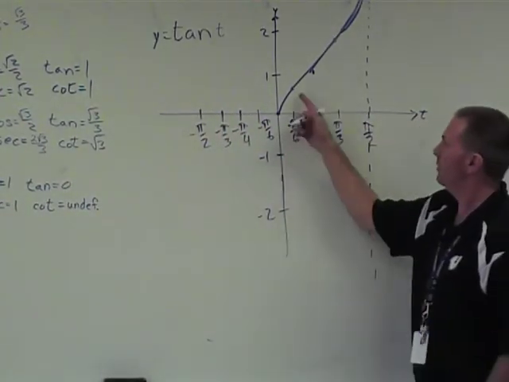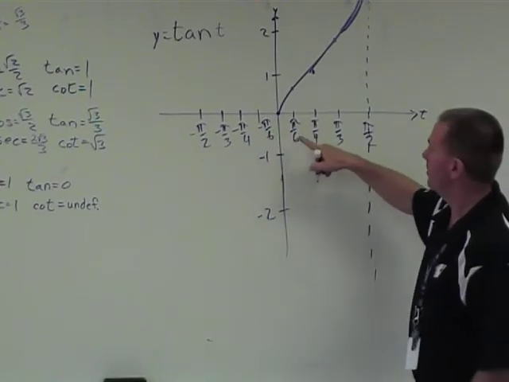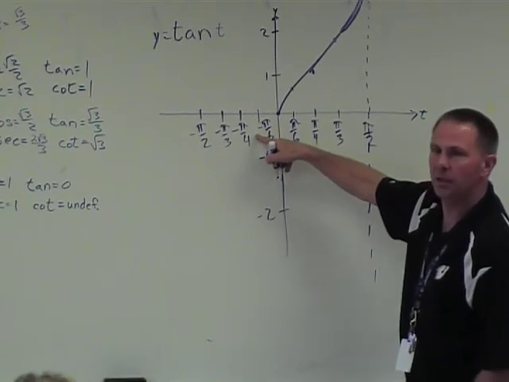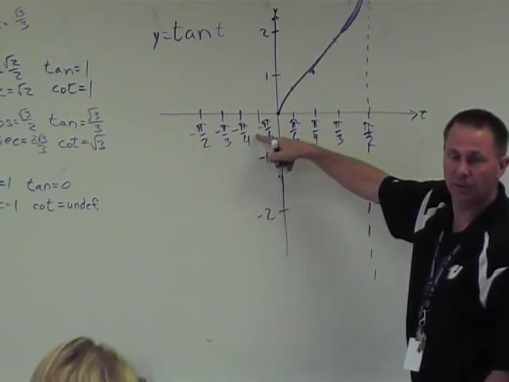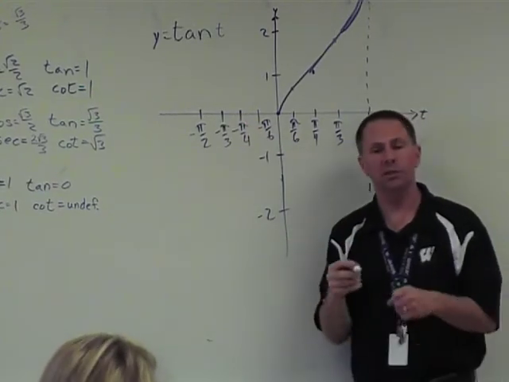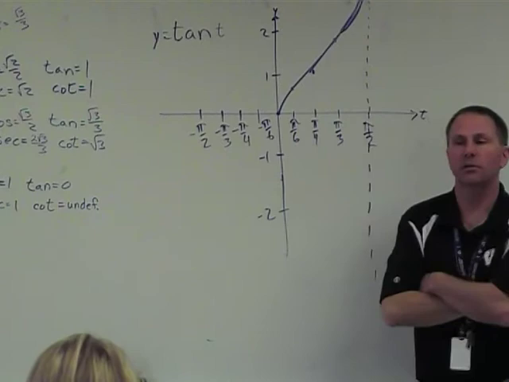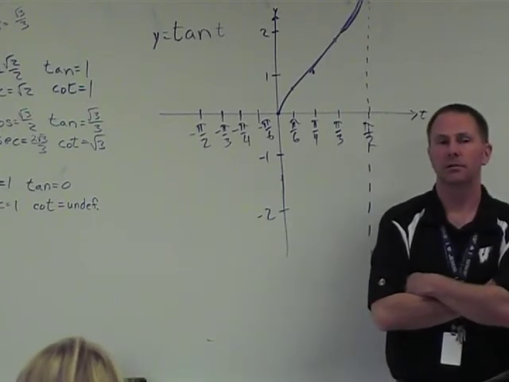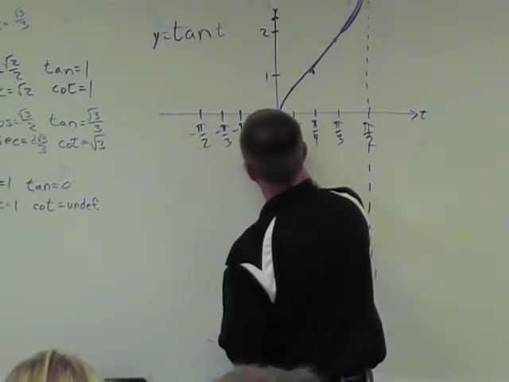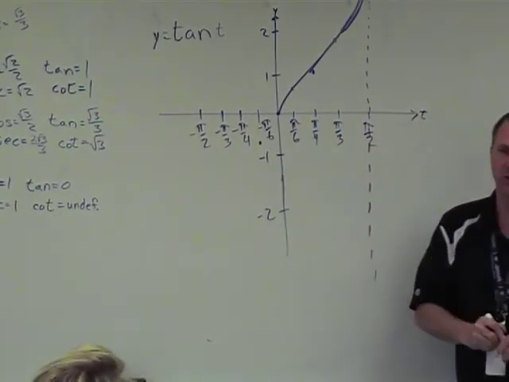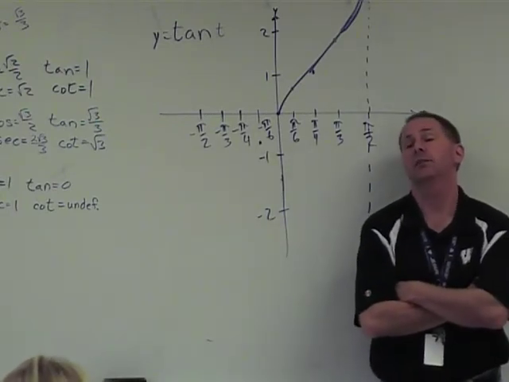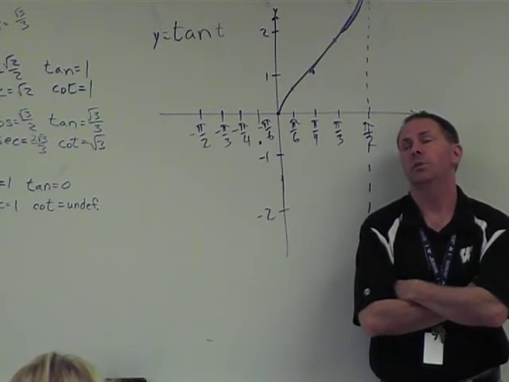So, just for giggles, you said pi over 6 was 0.57. Negative 30 degrees would be 330 degrees, wouldn't it? So what is the tangent, Anna, of 330 degrees? Negative 0.57. All right. And negative 45 degrees would put me at 315 degrees, which is what in pi?